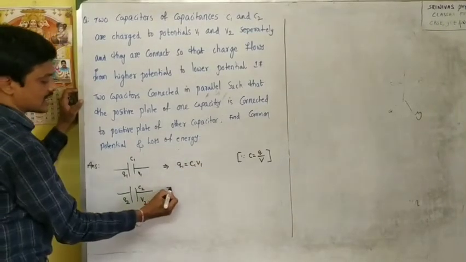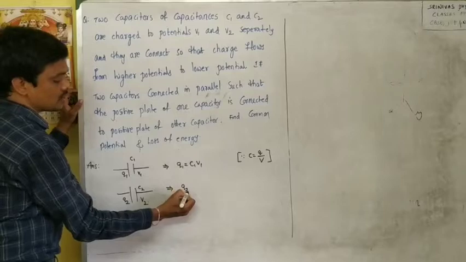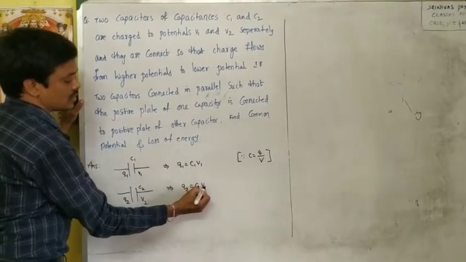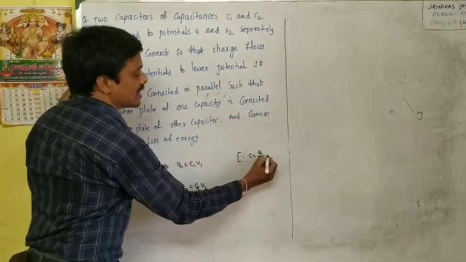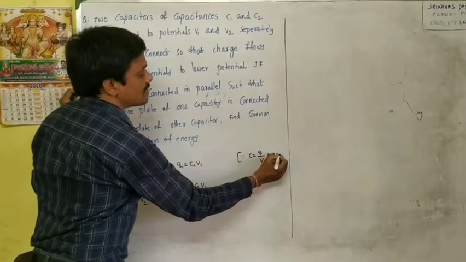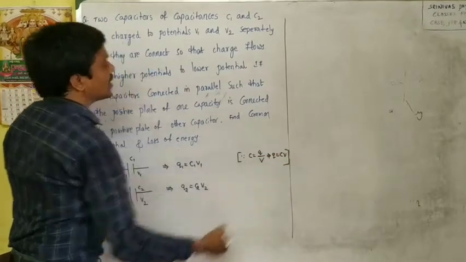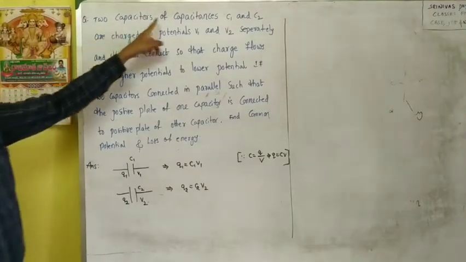And the charge stored on the second capacitor we write as Q2 is equal to C2 V2, because C is equal to Q by V. From this we write Q is equal to CV. Right. And now what they are asking here, there are two capacitors.